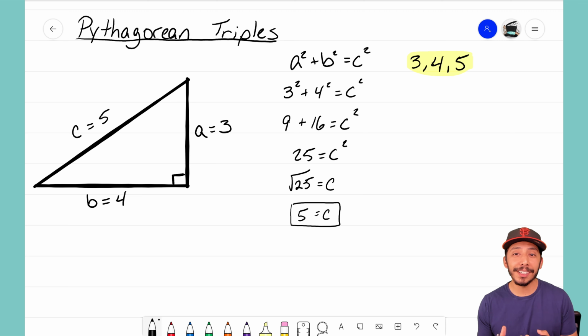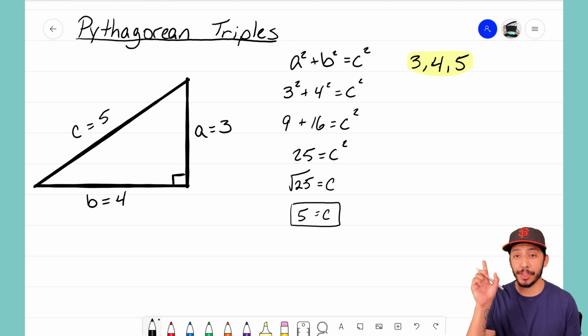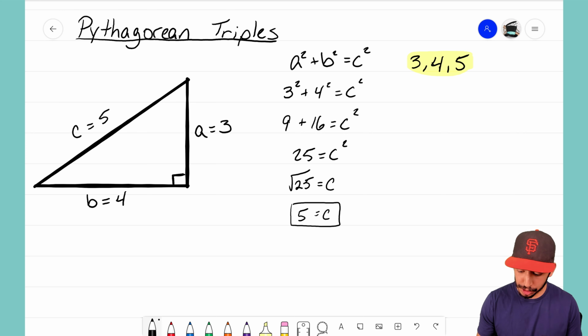And so you might be thinking, are there any more Pythagorean triples? Because what's really nice about these three is that if you see two sides, for example, the 3 and the 4, we automatically know that the other side is 5. And there actually are an infinite amount of Pythagorean triples.